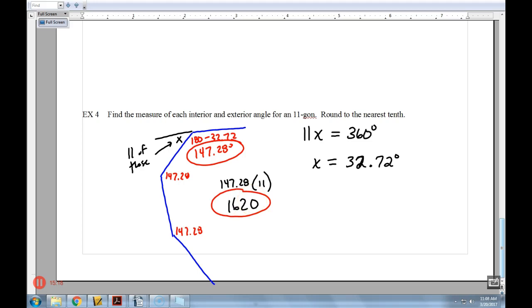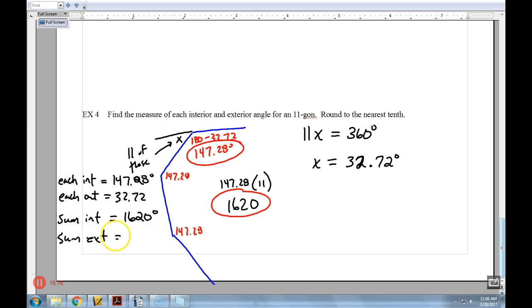So when you write this down over here to the side, each interior would be 147.28. Each outside or exterior, I think we came up with, was 32.72. The sum of the interior was 1620. On a test, all these would be fair game. And the sum of the exterior is super easy because for every shape, it is always 360 degrees.